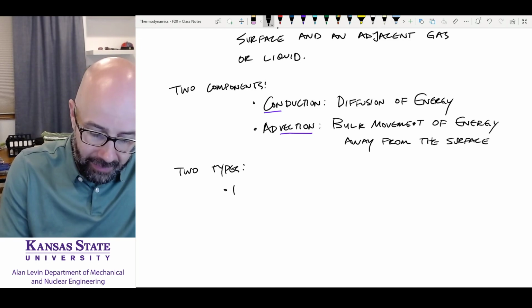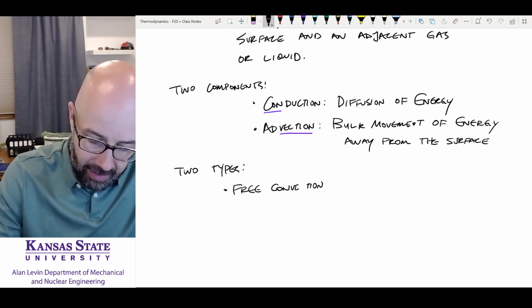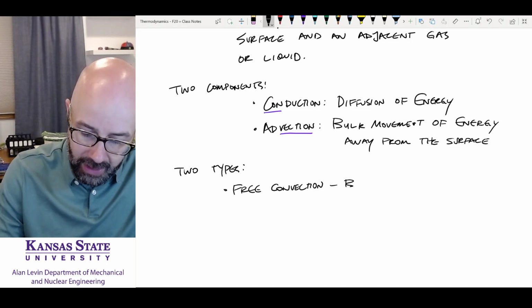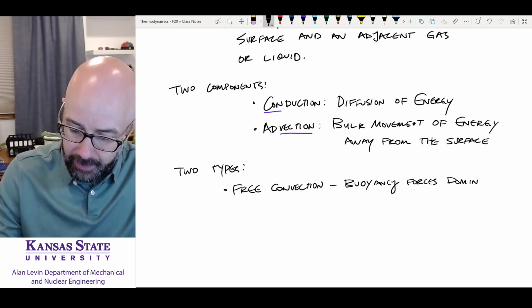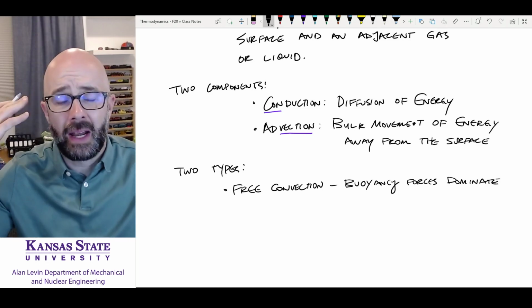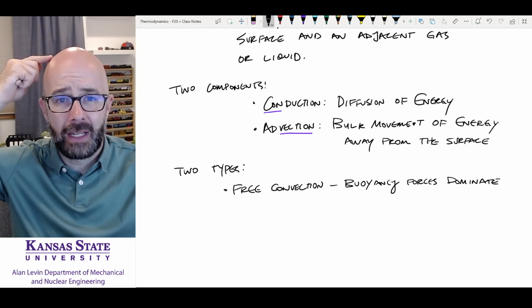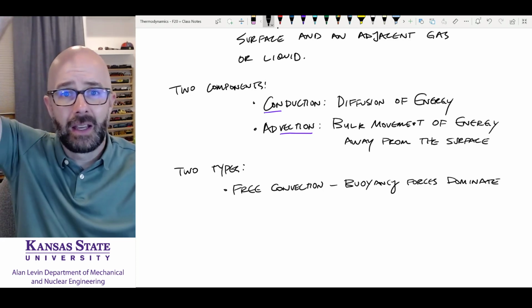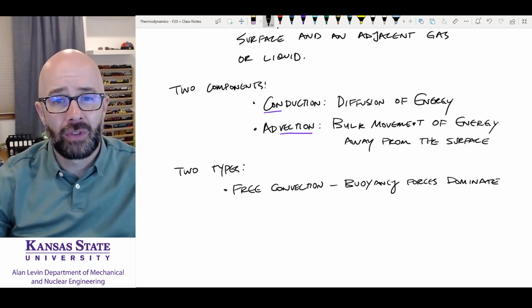We're going to have free convection, where buoyancy forces dominate. That's what's happening right now. My head is giving off heat to the air around it. That's heating up the air around it and changing the density, and that density change causes a buoyancy effect and that air to move away. That's free convection.